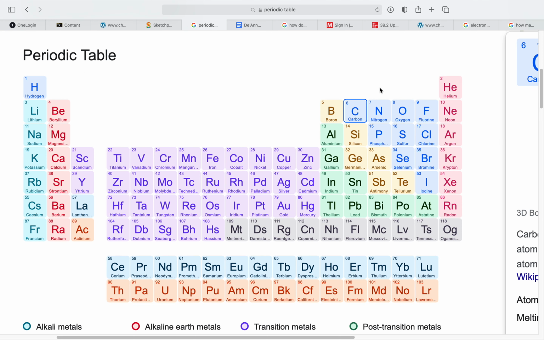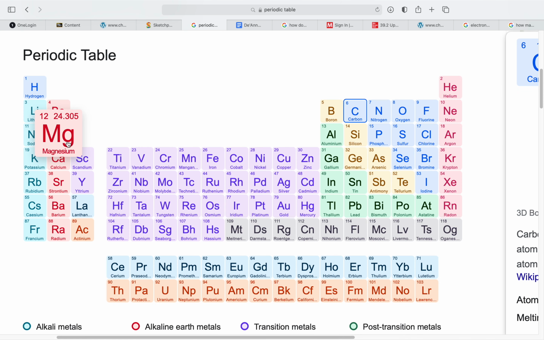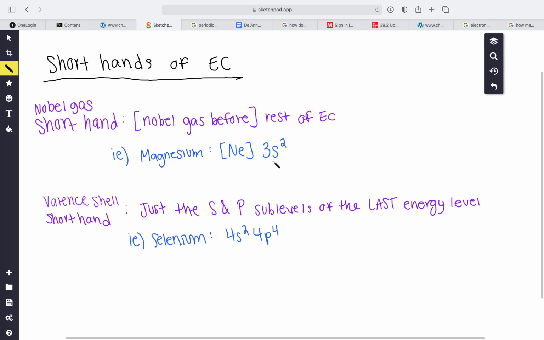From Ne, the rest of the electron configuration just goes 3s1, right? Which I have written down here, or 3s2, sorry, because we're at the second one. So it's going to be [Ne] 3s2. That would be your answer right there. We'll do some practice on that, and I'll show you some examples, right? But that's how you would do it.